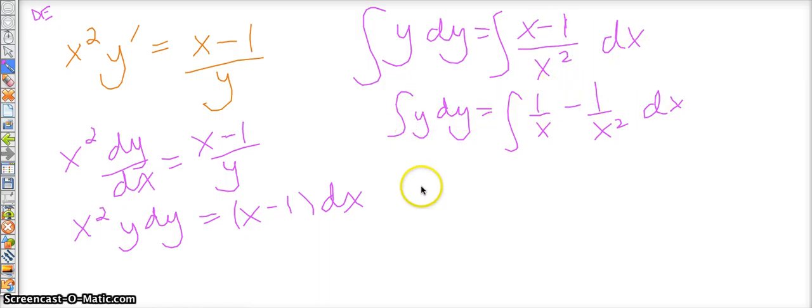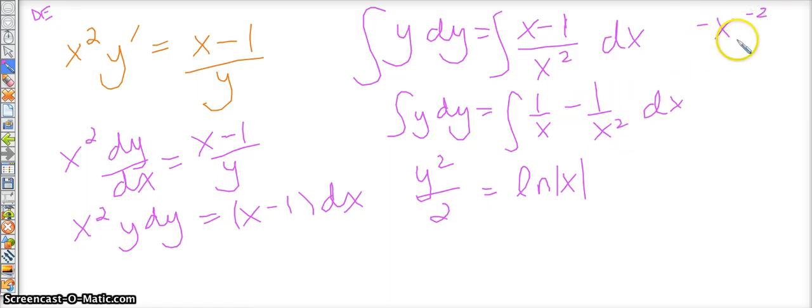Okay. So this one over here becomes y squared over 2. This right over here, I hope you will recognize, is the natural log of the absolute value of x. And then the antiderivative of negative 1 over x squared, again, you change it to negative x to the negative 2. If you take the antiderivative of that, because this is negative, it actually winds up being 1 over x plus c.